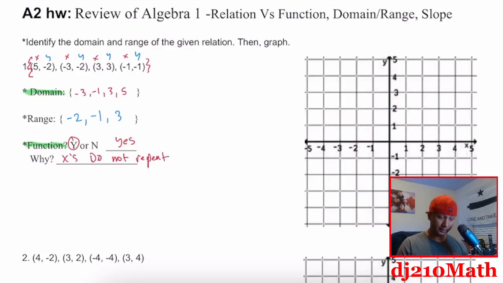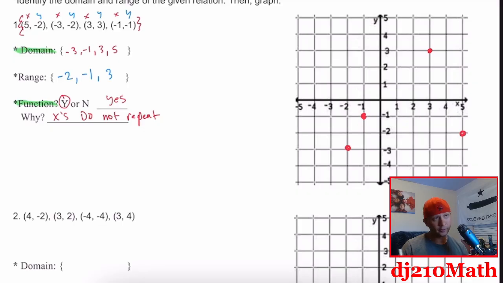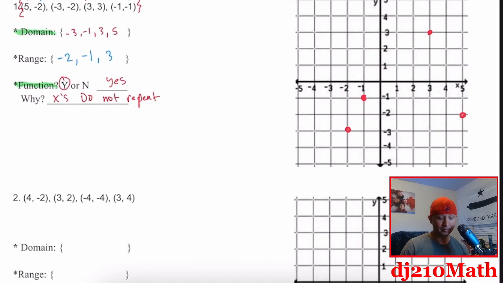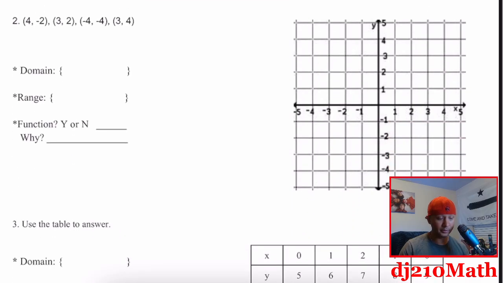And then we can plot this. 5, -2, -3, -2, 3, 3, -1, -1. So, oh, can't see it. There it is. 4 points. Okay. I guess you could have used the vertical line test as well. That would have been a legit reason. All right, number 2.